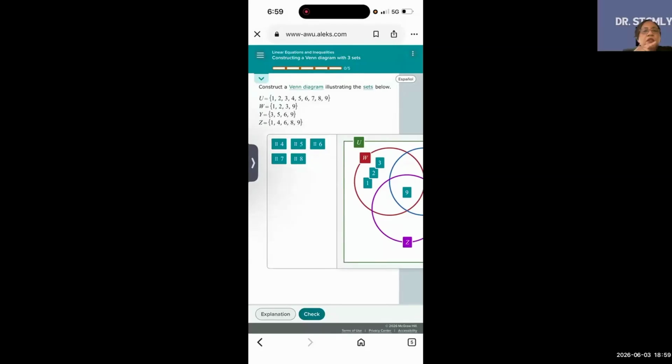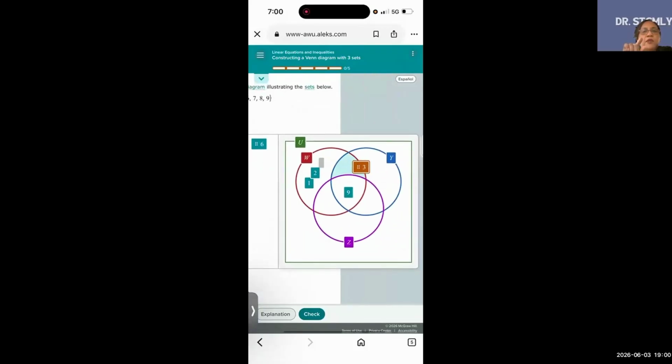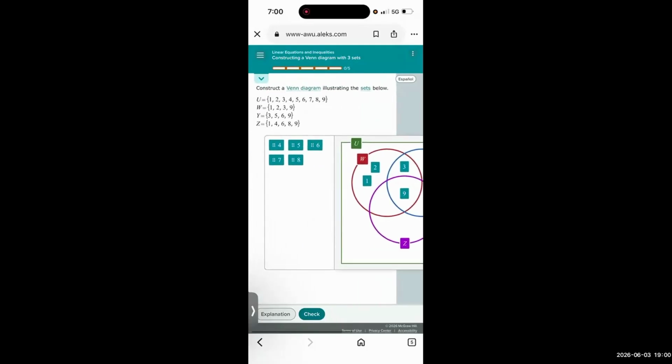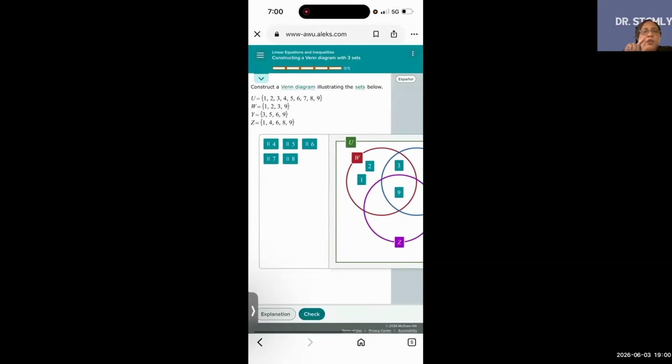Okay. Yep. And then Y has 3, 5, 6, 9. So put 3 in between Y and W. So drag the 3 in between. Yep. In between. And then what does Z have? 1, 4, 6. So you want to put 1 in between W and Z because they're in both. Yep. And then 4, drag it into Z.